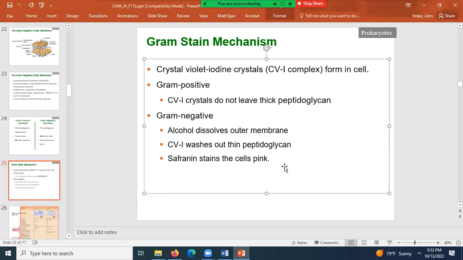All right, let's talk a little bit about the gram staining mechanism. A crystal violet iodine complex forms in the cell wall. In the gram-positive cell wall, the crystal violet iodine does not leave the thick peptidoglycan in the decolorizing step. In the gram-negative cell wall, alcohol actually dissolves the outer membrane of the cell wall, and then the thinner peptidoglycan does not retain the crystal violet iodine, and so it washes out. And then the cell does stain pink when safranin comes in and stains the cell.